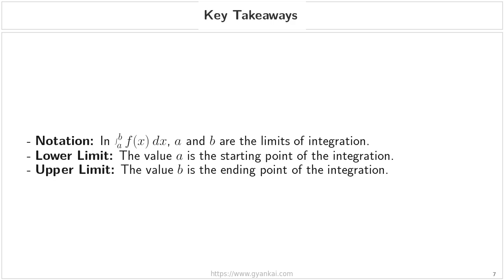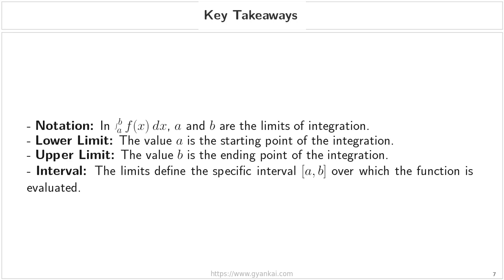Then we have the upper limit. The value b, positioned at the top of the integral, marks the ending point of our integration. It's where we stop accumulating the area or measuring the time. Now consider the interval. Together, the lower limit, a, and the upper limit, b, define a closed interval, written as a bracket b. This means we are only interested in the function f of x for values of x that fall between a and b, including a and b themselves. This interval is the specific section of the x-axis we're analyzing.